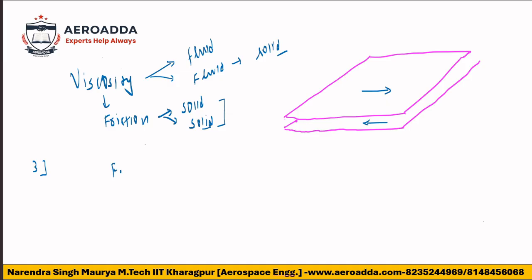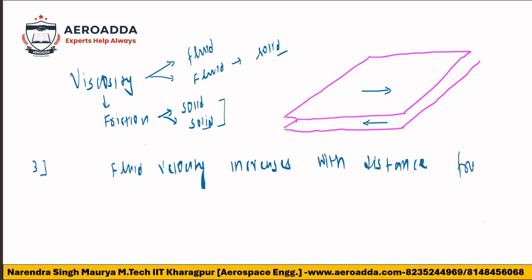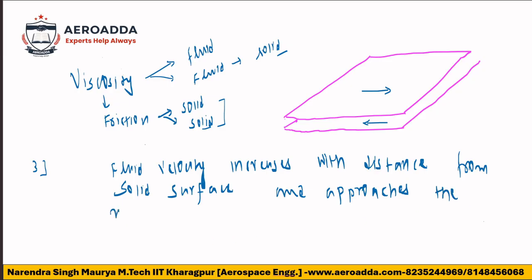Fluid velocity increases. I told you it starts from zero, and then it will be increasing with distance from the solid surface and approaches the magnitude of the free stream.